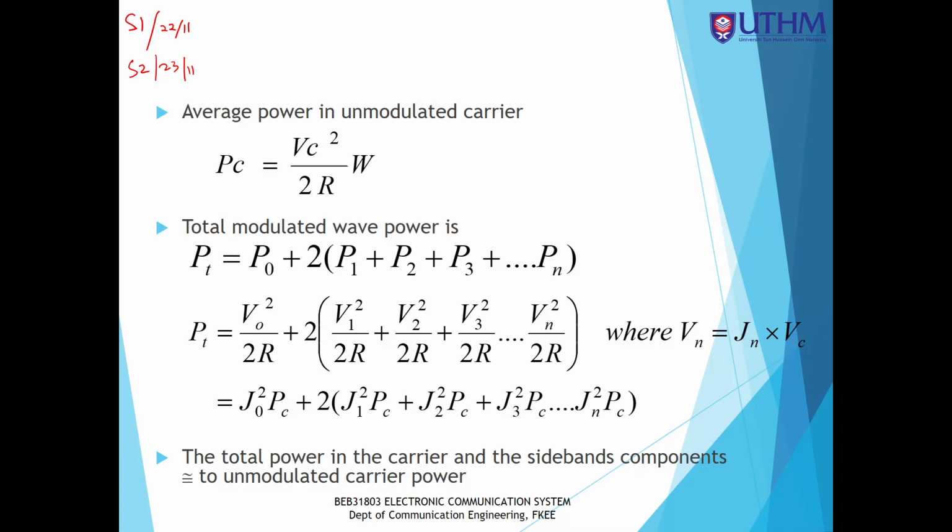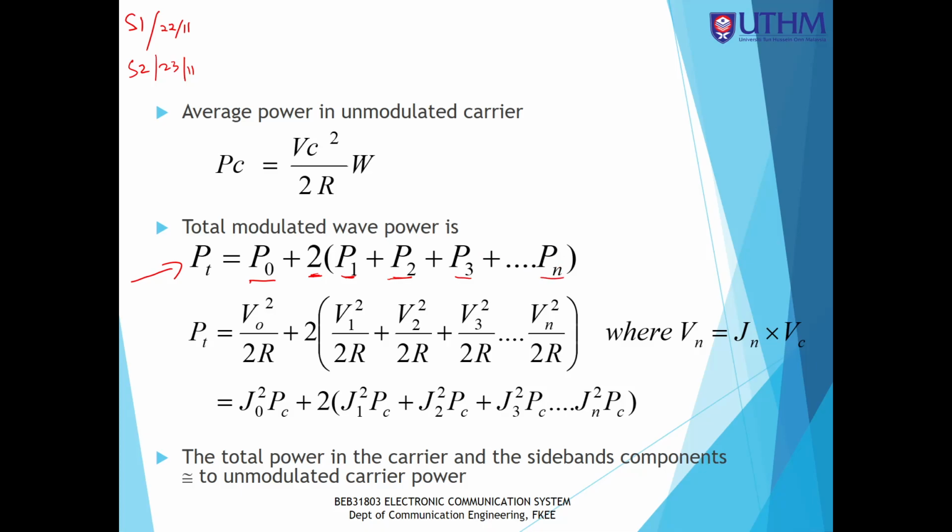Okay, carrier component, first sideband, second sideband, third sideband, and so on. If you want to use the long equation, P total is equal to P0, the carrier component, plus 2 times the sideband, because we have upper and lower, so that's why we multiplied with 2. Kita darab 2 kerana ada upper and lower sideband. So 2 times P1 plus P2. P1 is the power of the first sideband, P2 the power of the second sideband, P3 the power of the third sideband, until the power of the n sideband.